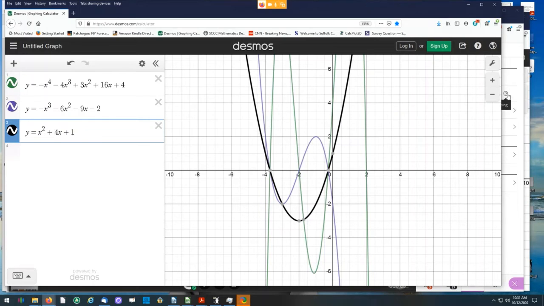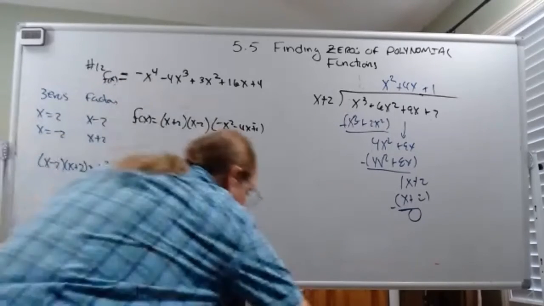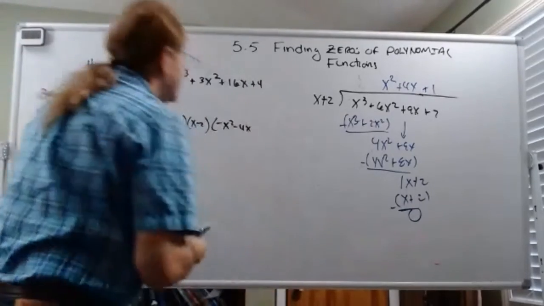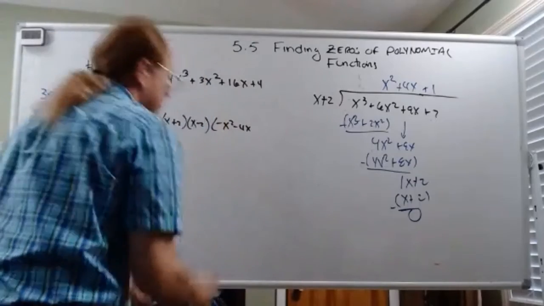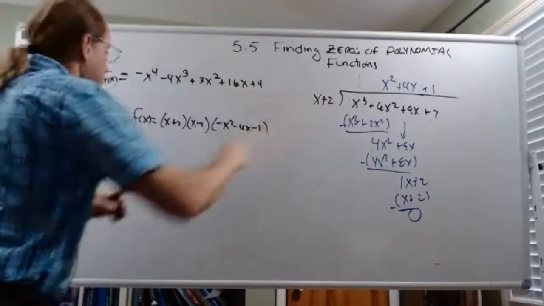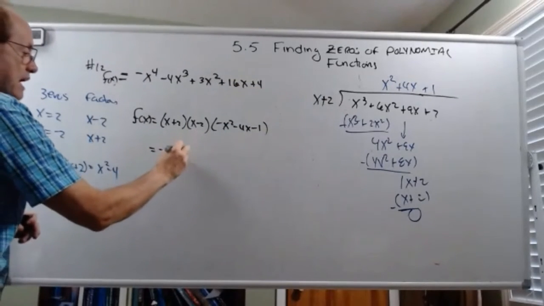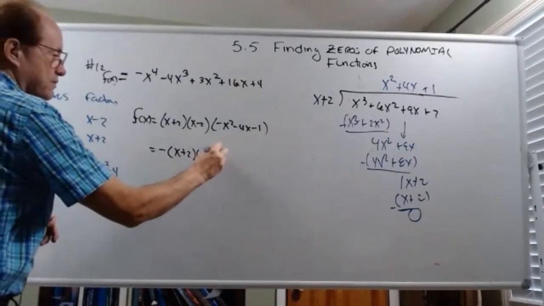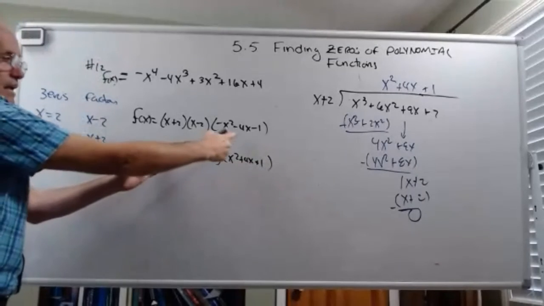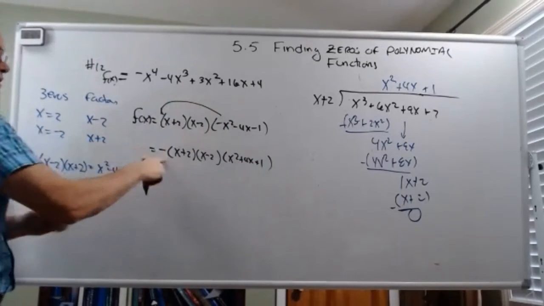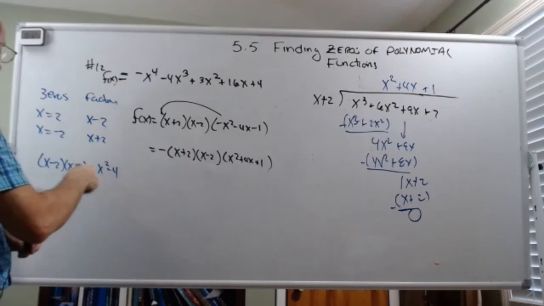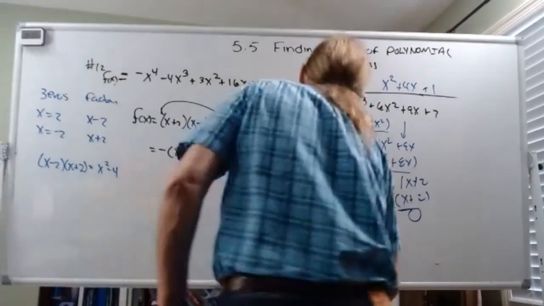Well, let's go through and find them exactly now. So when I first set this up, my last original problem should have been a -1. So it kind of shows you where your mistakes are. So the other one, I pulled out the negative, x plus 2, x minus 2, and then this gives me x squared plus 4x plus 1. Meaning I pulled out this negative to the front. Now to find what the roots are, I can simply use the quadratic formula.